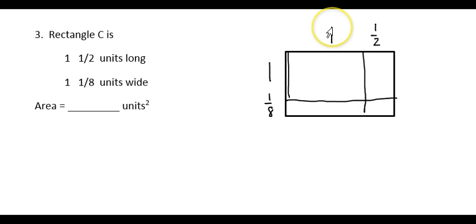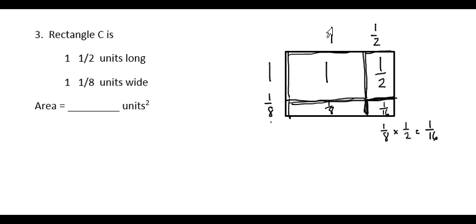So this rectangle is a 1 by 1 rectangle. 1 times 1 is 1. The next rectangle is a 1 by 1/2. 1 times 1/2 is 1/2. This piece is a 1 times 1/8. 1 times 1/8 is 1/8. And my piece in the corner is 1/8 times 1/2. So 1/8 times 1/2 is 1/16. So that piece is 1/16. Now let's add all of our pieces together.